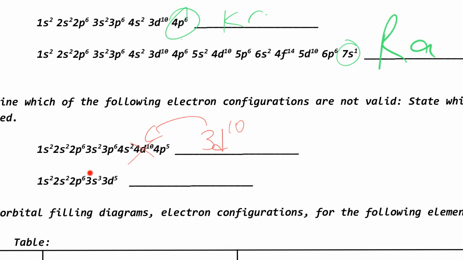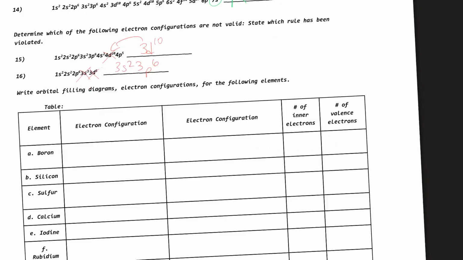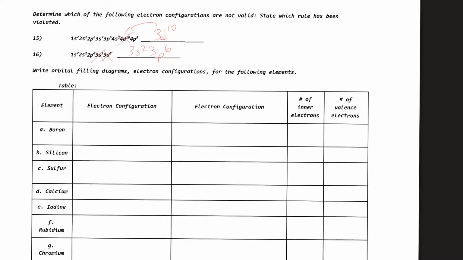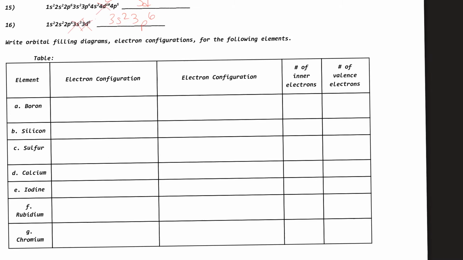Okay, let's take a look at the next one. 1s2, 2s2, 2p6, 3s3. Uh-oh. So we can't have 3 inside of that one, so it would have to be 3s2, and then D can't come after the 3s, so this would be 3p6. So we got 2 mistakes in that one.